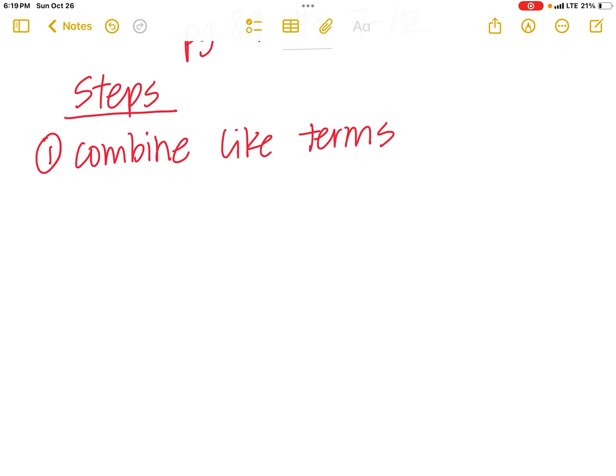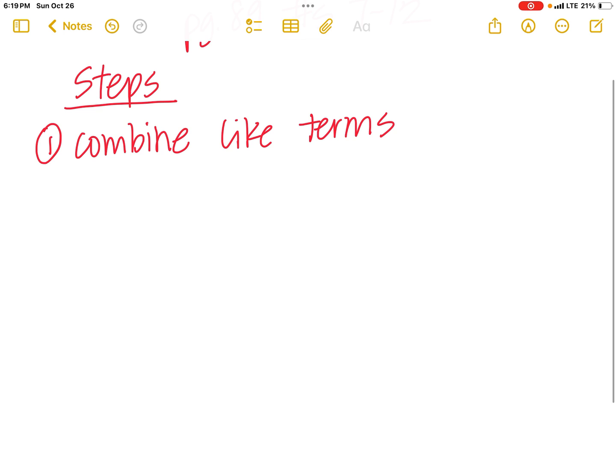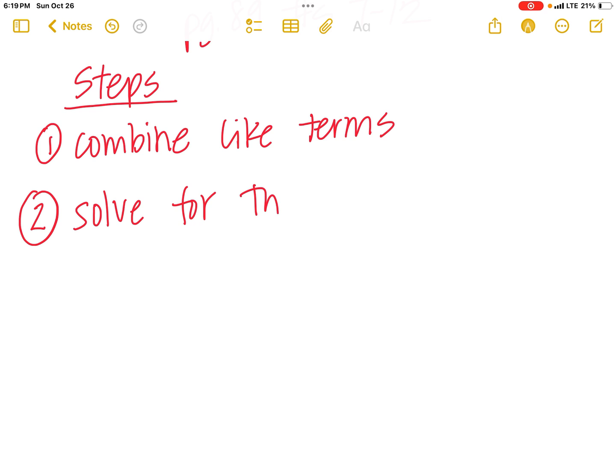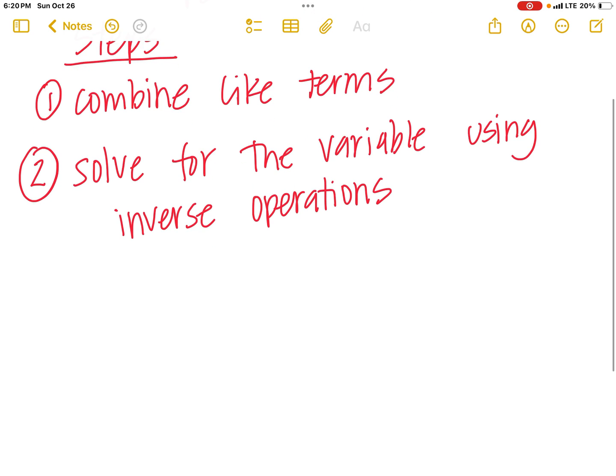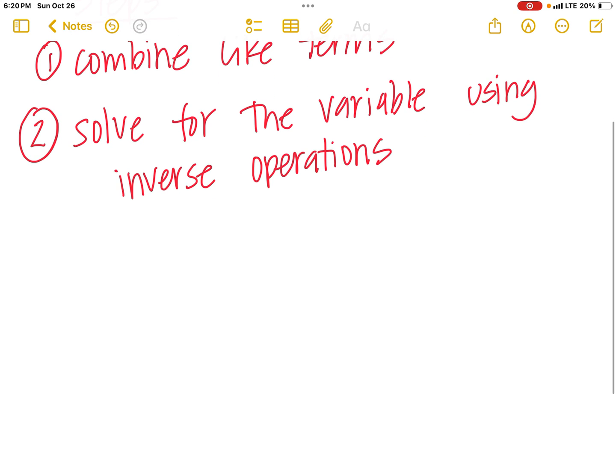So we have to remember all those rules. And then step 2, we're going to solve for the variable using inverse operations. The inverse operation of division is multiplication, and the inverse operation of multiplication is division. We're going to see what that looks like.